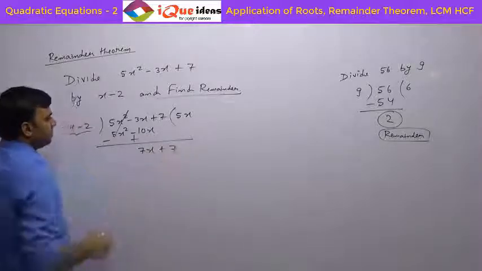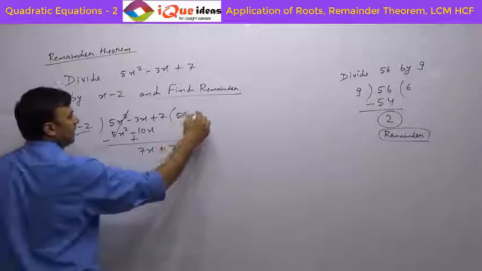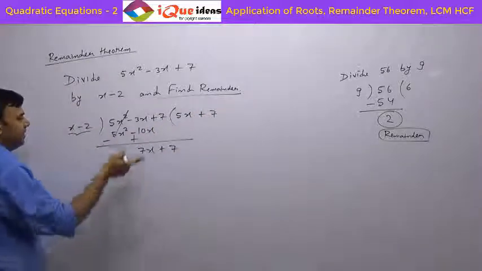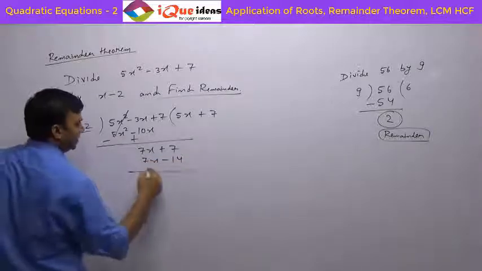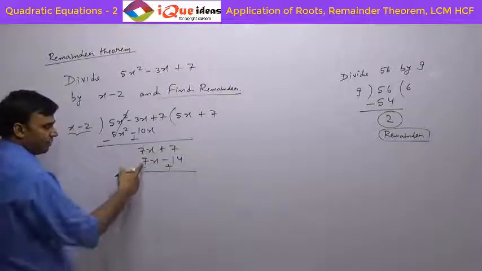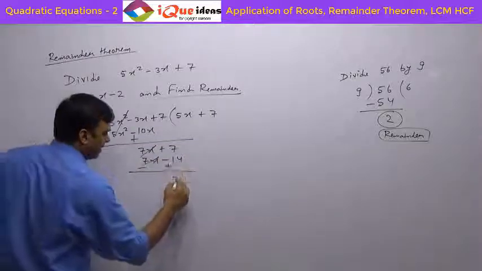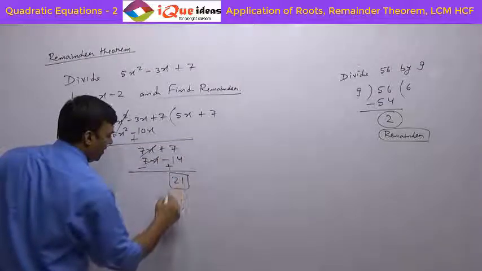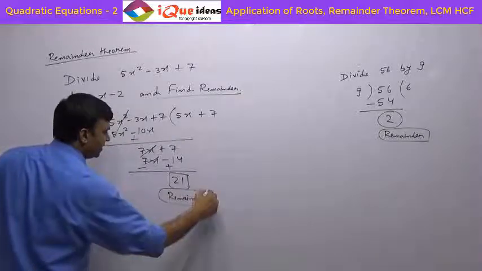plus 7. Alright. Now here we have 7x, here we have x. So multiply by 7. So let's take plus 7. So if you multiply by 7, it will be 7x minus 14 and then subtract. So the 7x becomes negative, minus 14 becomes positive. So 7x cancelled, we have 7 plus 14, that is 21. So this 21 is the required remainder. Right? So this is the answer of this question.